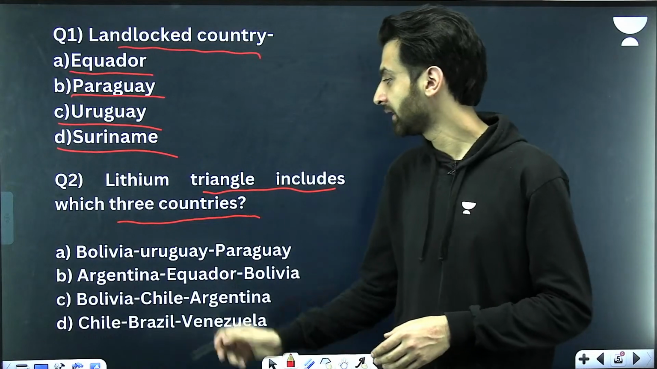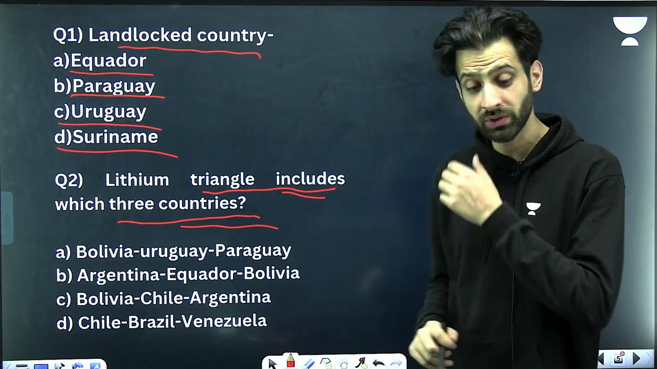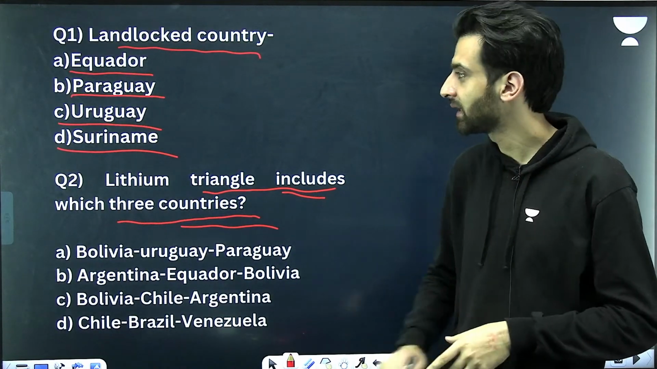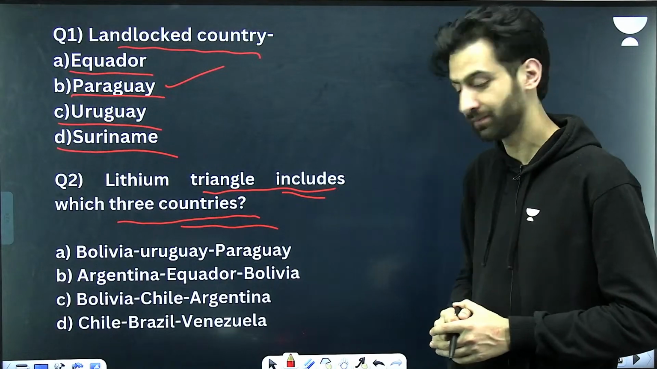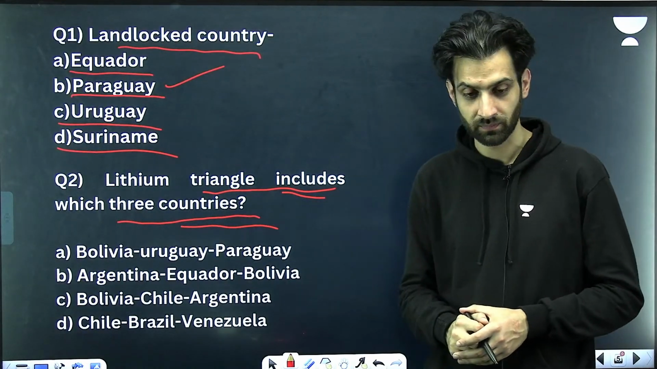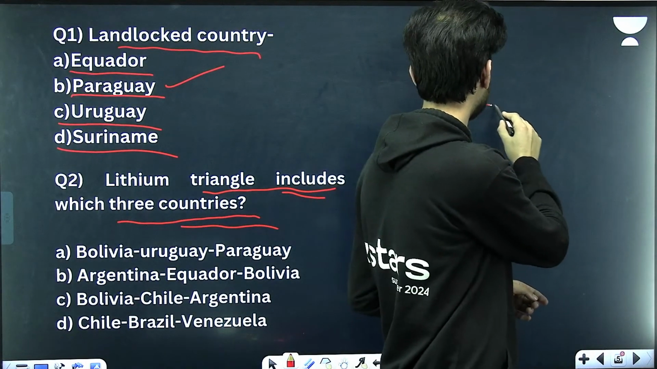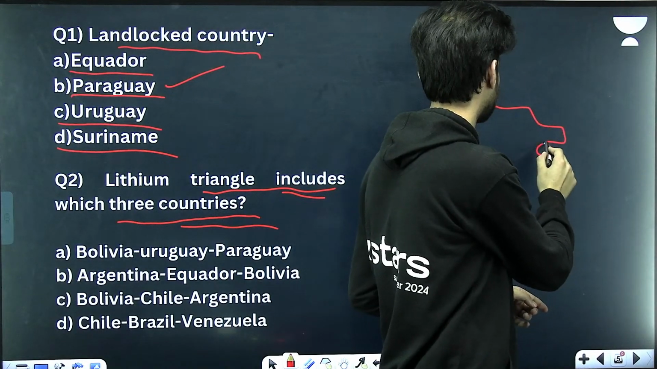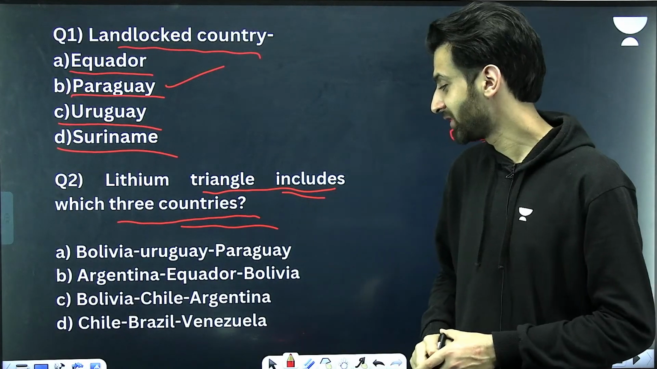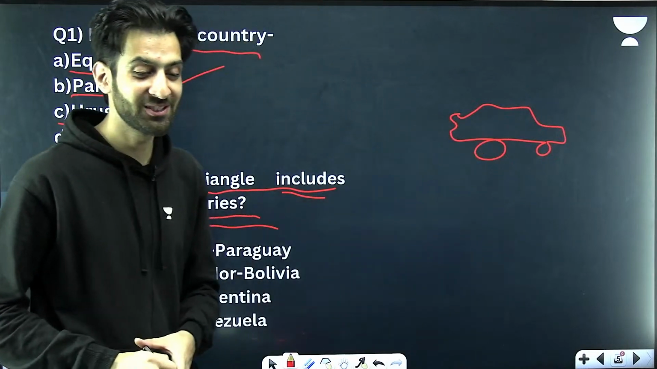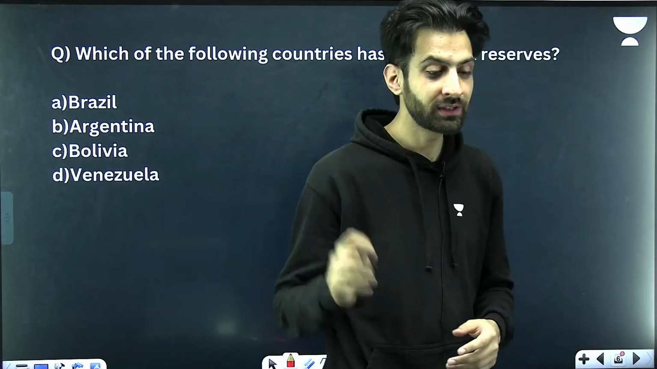And then we have another, that is, the lithium triangle includes which 3 countries? Zainab, Paraguay, correct. Good. Very good. And the lithium triangle includes which of the 3 countries? Can answer me. C. Bolivia, Chile, and Argentina. Correct. That's your CAB that you just mentioned. The answer is CAB. You're right. Very good. And that's the last question of the day.